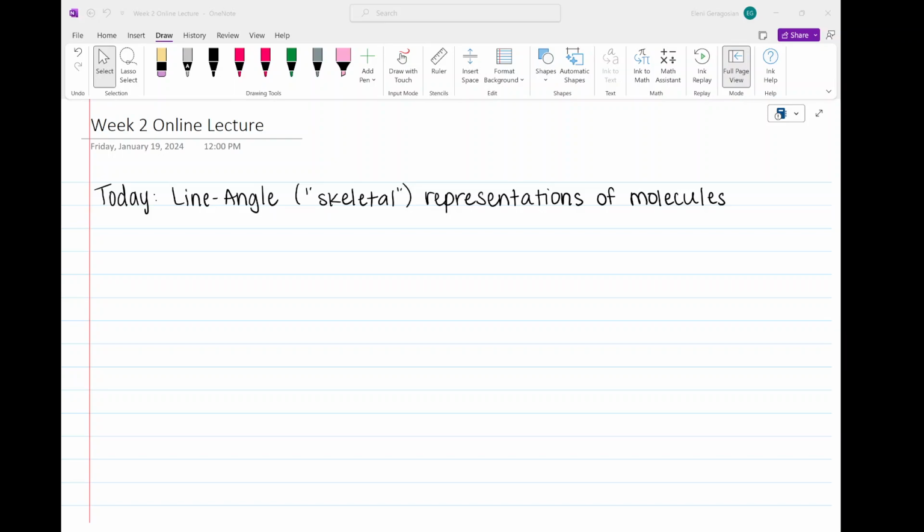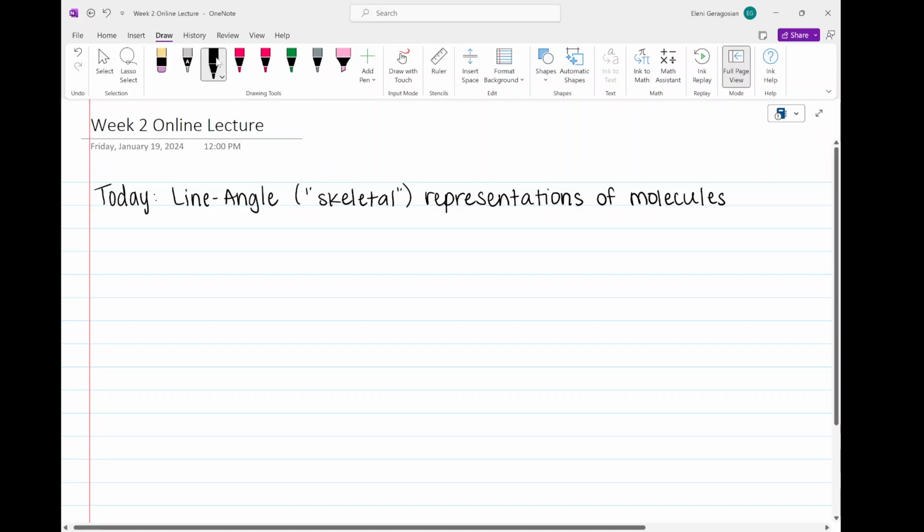Your challenge homework has a line angle representation. So this is really commonly used, and again, it just makes drawing molecules a little bit more simple. So I'll start with an example. We'll talk about naming later in the term, but I'll just state the names of these molecules. So this one is propane.